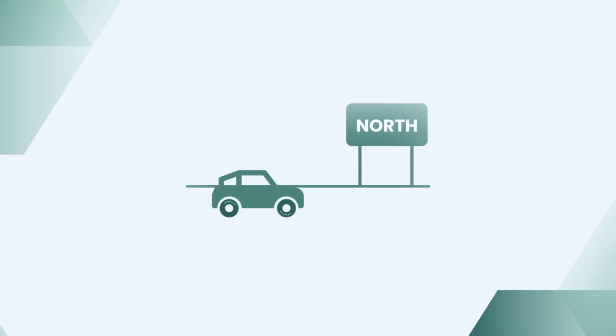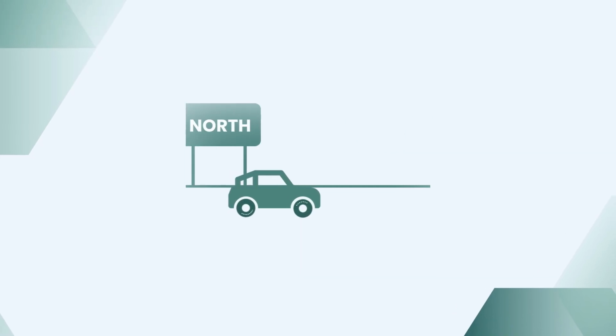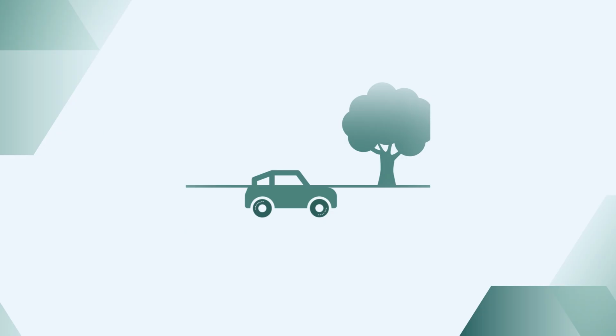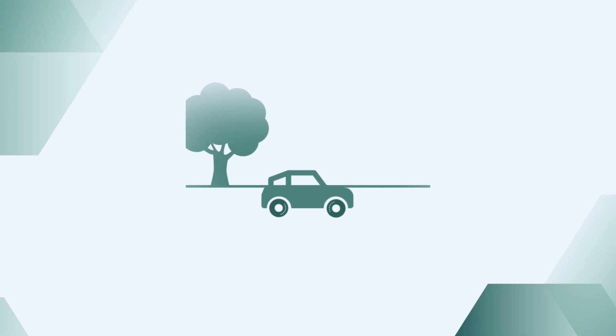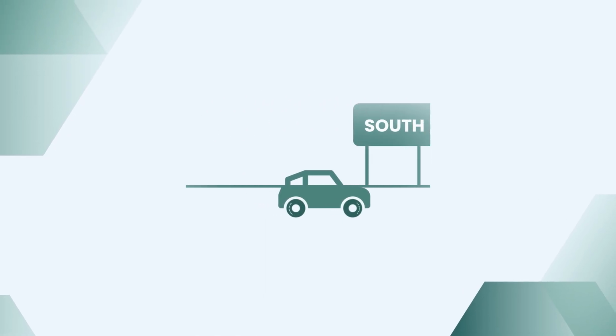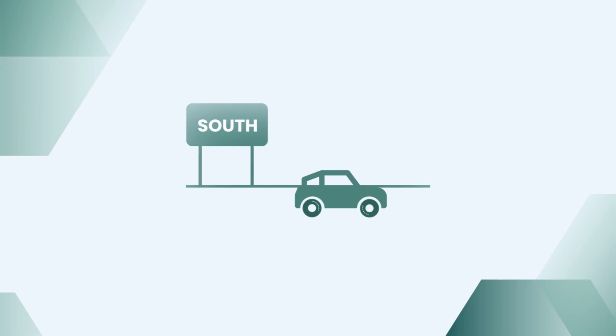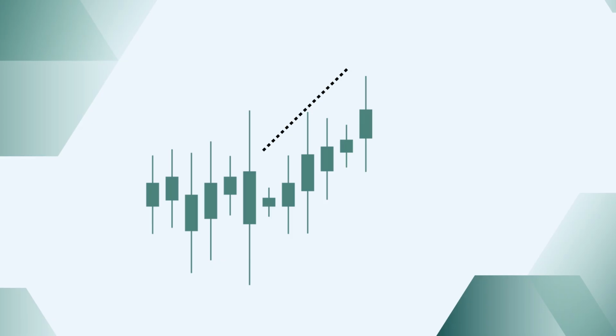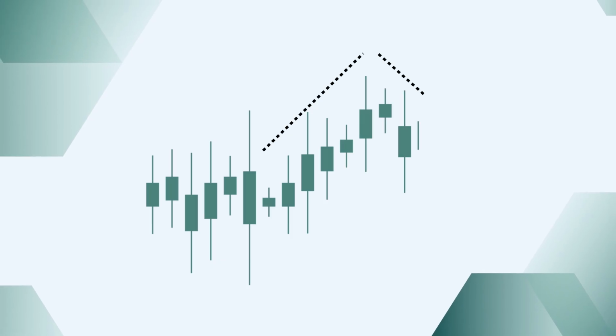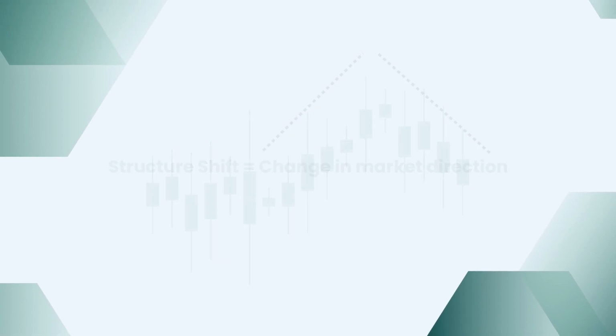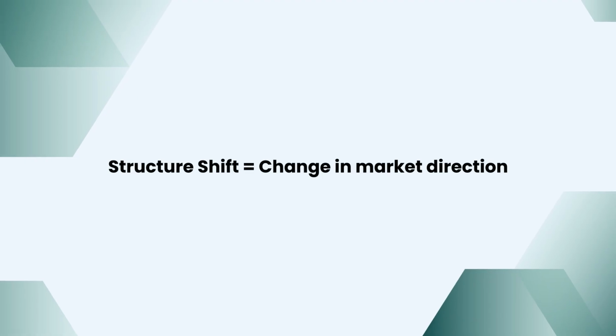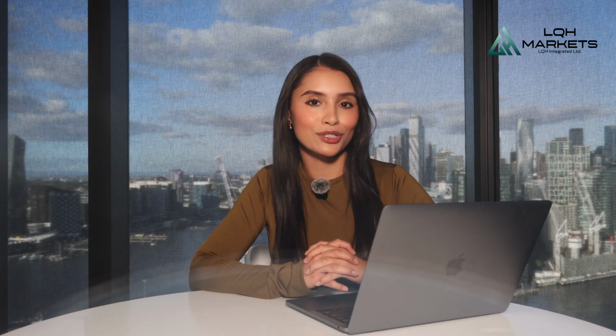Have you ever been driving down a highway and suddenly you see the signs change? For miles, they've been pointing north, but now you see the exit that clearly takes you south. That sudden change of direction, that moment where the map no longer matches what you've been following, is exactly what traders call a structure shift. So what is a structure shift?